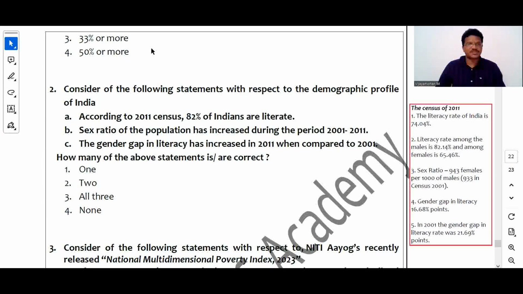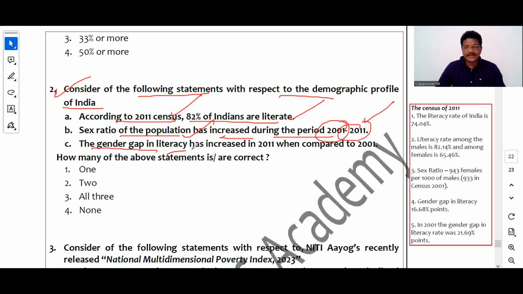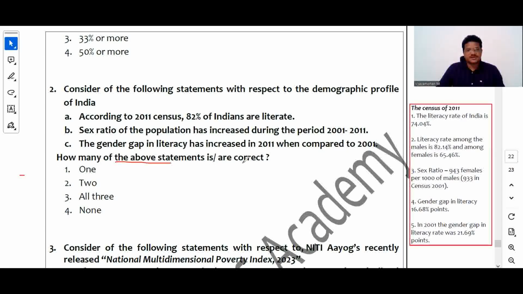ఓకే, next one. Consider the following statements with respect to the demographic profile of India. సో 3 స్టేట్మెంట్స్ ఇస్తున్నాడు ఇక్కడ. According to 2011 census, 82% of Indians are literate. Sex ratio of the population has increased during the period from 2001 to 2011, and the gender gap in literacy has increased in 2011 when compared to 2001. So, how many of the above statements are correct?